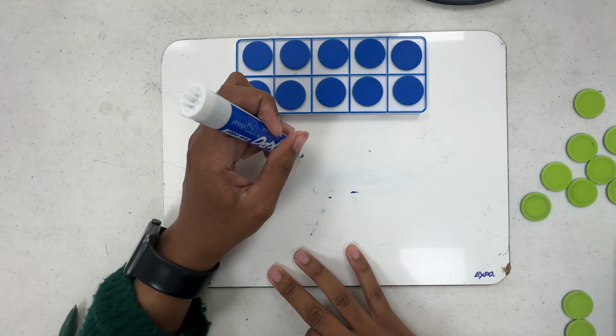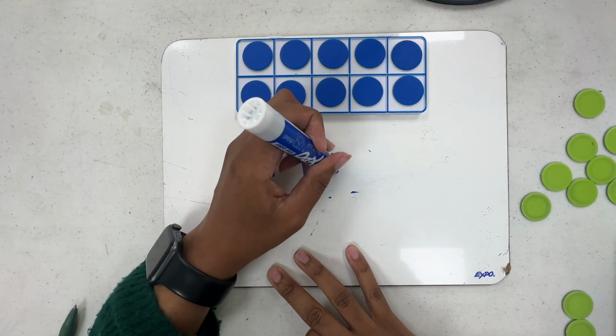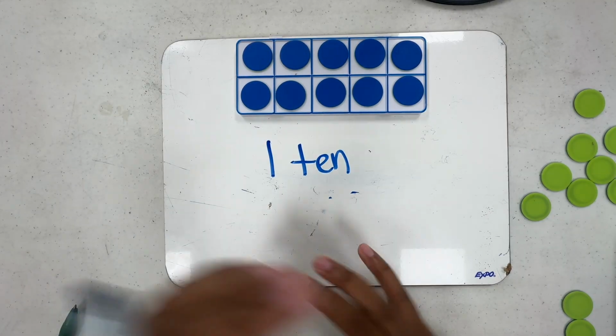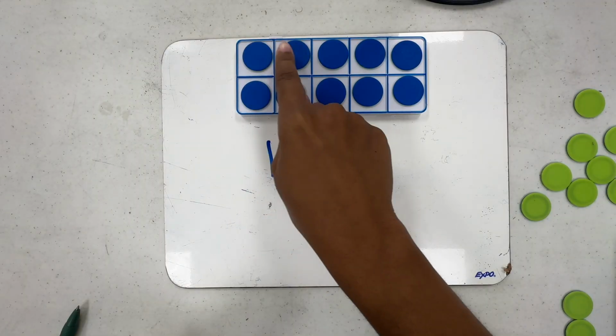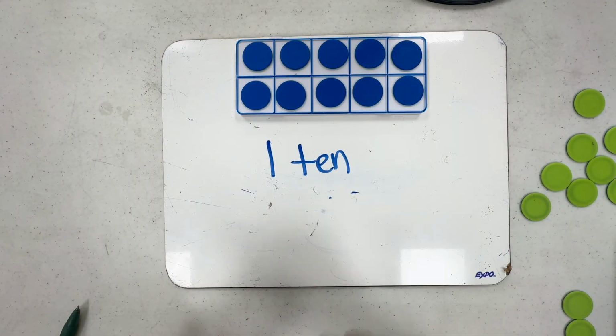1 ten. Okay, because that's going to help us with counting so that we're not having to count all of these individually. Because as we work with larger numbers, we want to utilize strategies that are going to be quick.